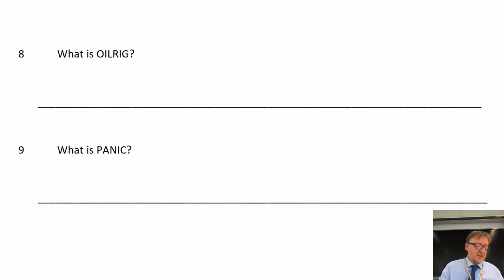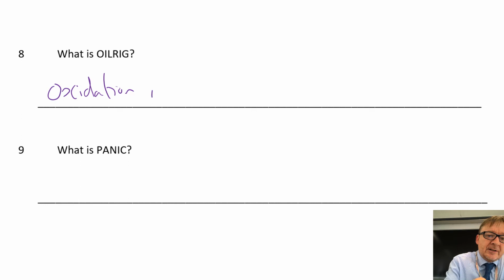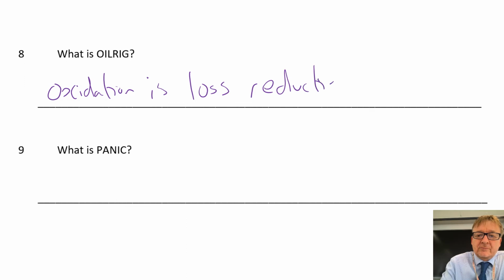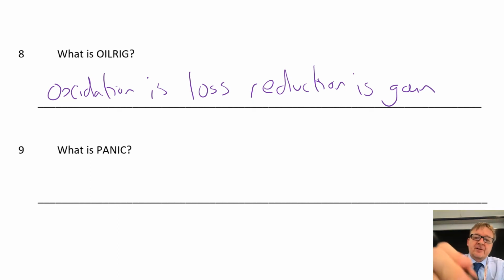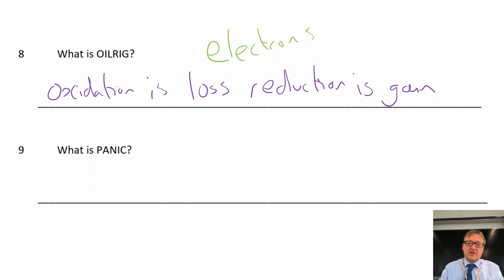Question number 8. What is OIL RIG? Oxidation is loss. Reduction is gain. People always think it's all to do with oxygen, oxidation, but it isn't. It's all to do with electrons. So oxidation is the loss of electrons. Reduction is the gain of electrons.